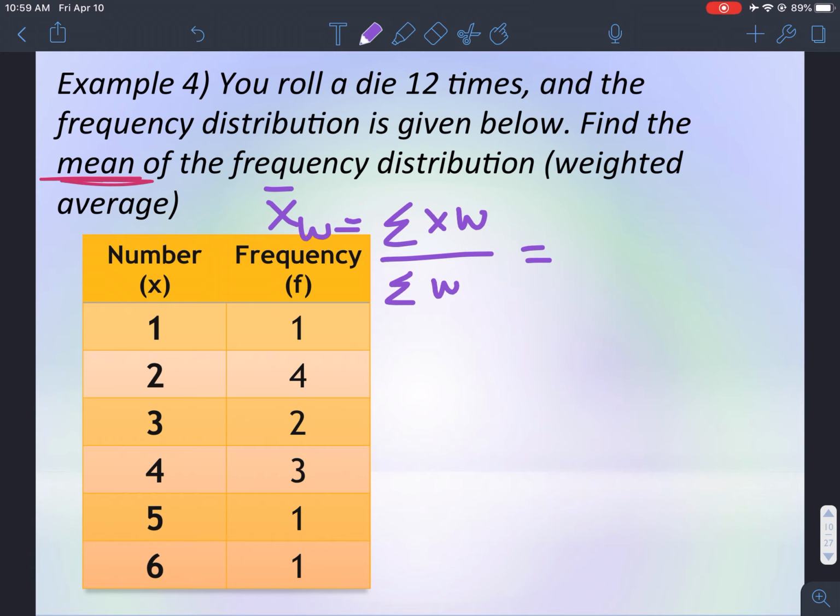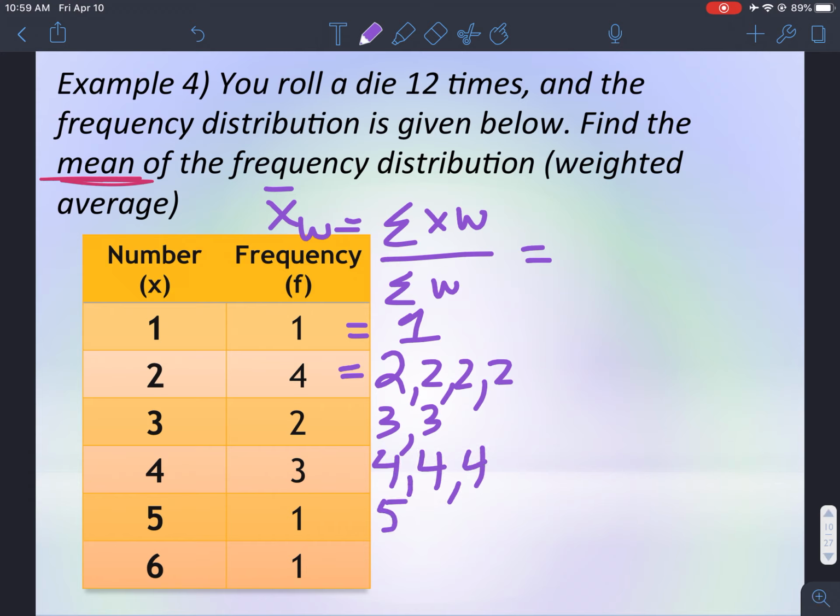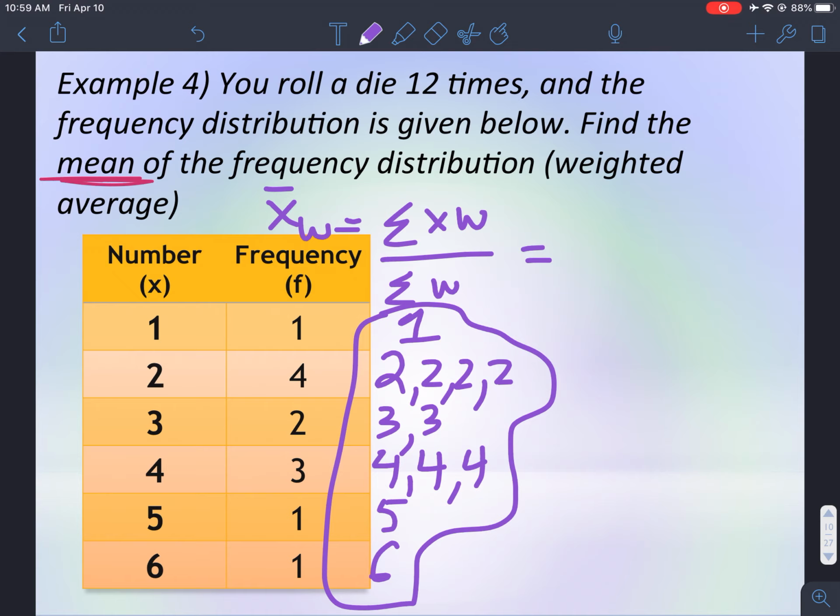So by looking at this table, you can imagine that a 1 was rolled once, and a 2 was rolled 4 times. A 3 was rolled twice. A 4 was rolled 3 times. A 5 was rolled once, and a 6 was rolled once. So that's kind of the actual data set that we could take an average from. We could add all of those things up and divide by 12. But if we want to do it with a weighted average, look how it's set up.